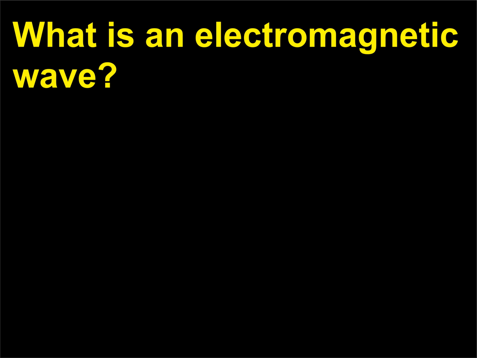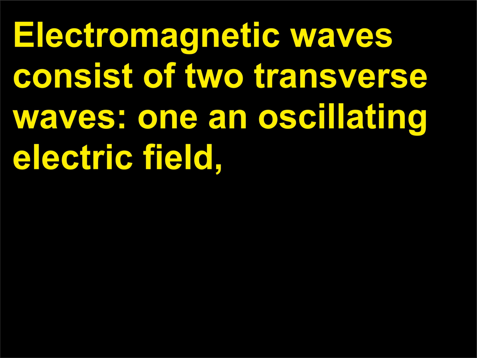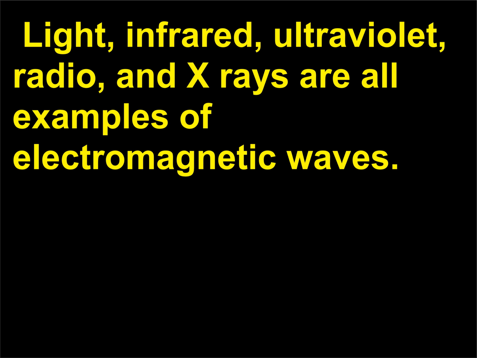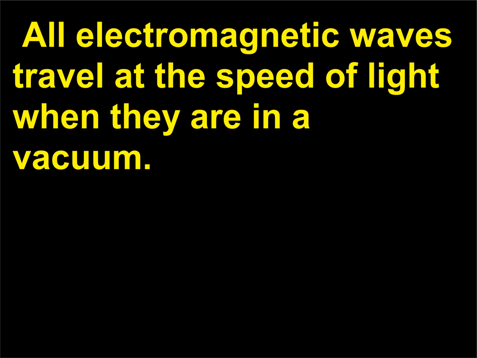What is an electromagnetic wave? Electromagnetic waves consist of two transverse waves, one an oscillating electric field, the other a corresponding magnetic field perpendicular to it. Light, infrared, ultraviolet, radio, and X-rays are all examples of electromagnetic waves. All electromagnetic waves travel at the speed of light when they are in a vacuum.